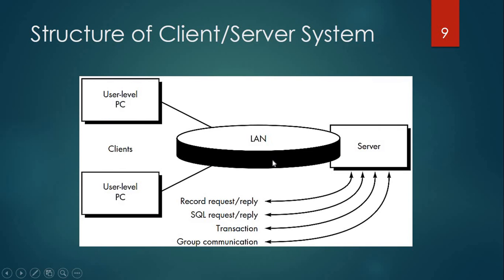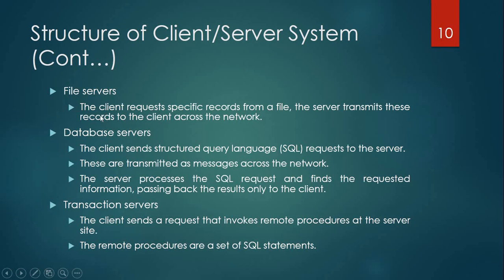From this figure, if we discuss all these terms, our first term is file servers. The client requests a specific record from a file. The server transmits these records to the client across the network. Means the file will be stored on a server, needed by the client, and the server will fulfill the request. Second one is database server. The client sends a structured query language, means SQL, request to the server. These are transmitted as messages across the network. The server processes the SQL request and finds the requested information, passing back the result to the client.